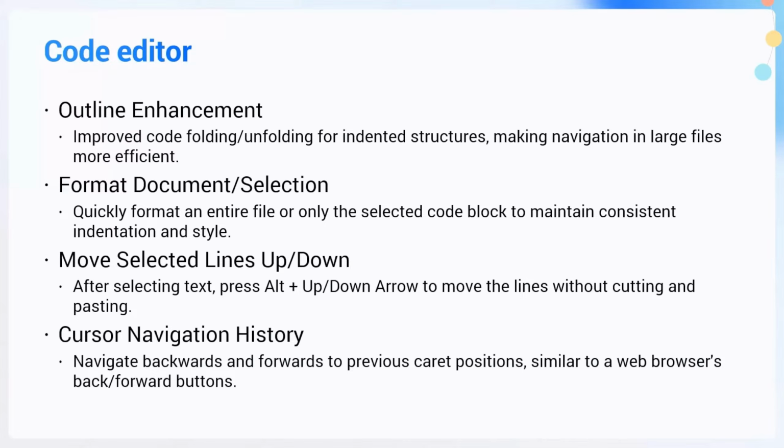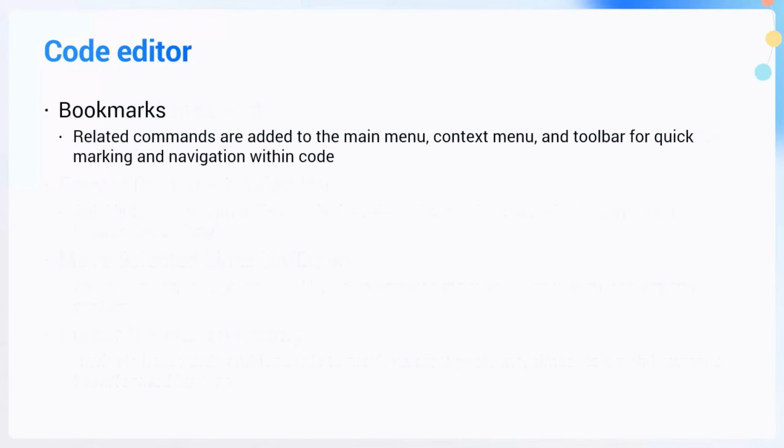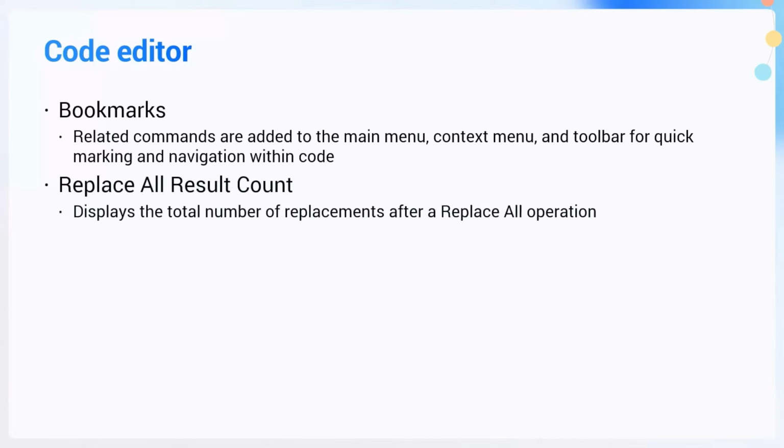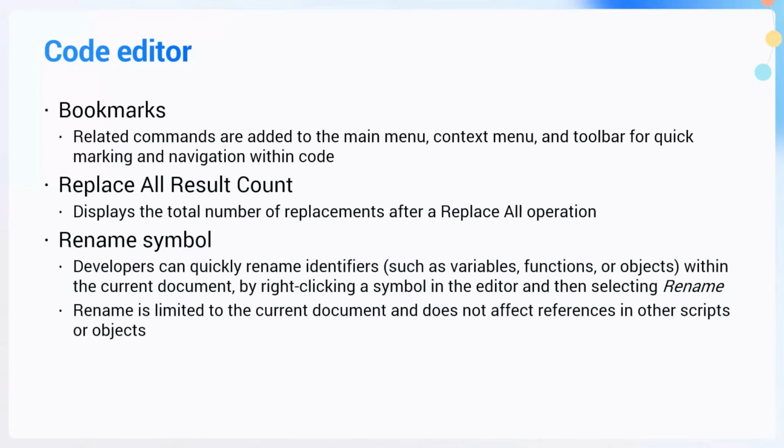And now we have cursor navigation, similar to a web browser. So if you have been working in one area of code and you scroll up to check what the variable declarations are, instead of trying to scroll down and find out where you were, you can use the cursor navigation to go directly back to where you were before. Bookmark commands have been added to the main menu, context menu, and toolbar. Replace all now displays the count of the replace operations.